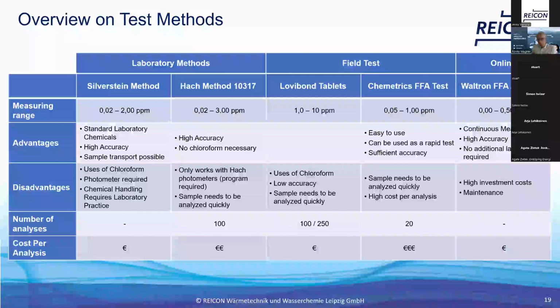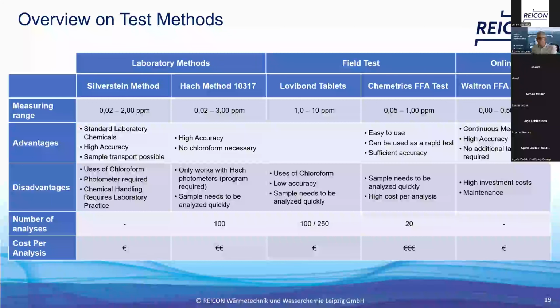And as said, Lovibond tablets, I don't want to recommend them. If you want to do a field test, use the chemetric test set. They are very accurate and can give a quick information about the concentration in the system. Of course, there are only 20 of these sample tubes in it. So if you have a lot of sample points, it will get more costly, but yeah, it's the best field test we found so far.